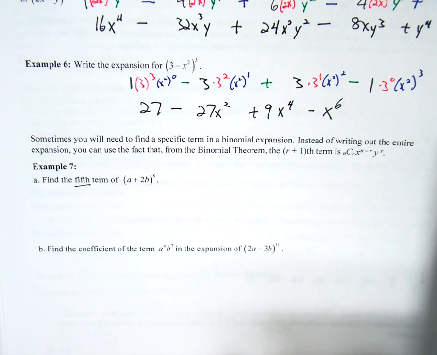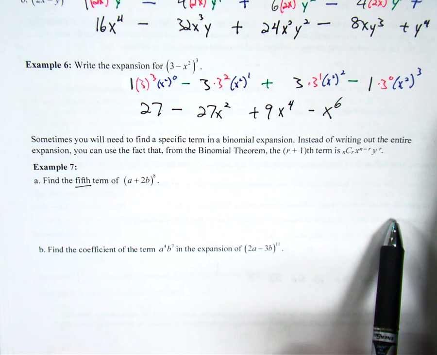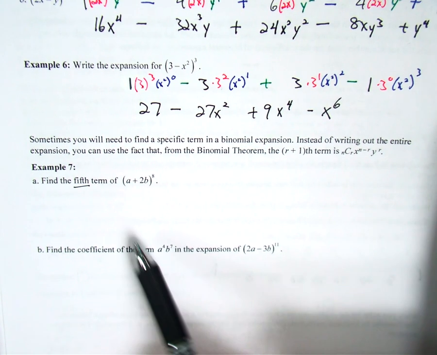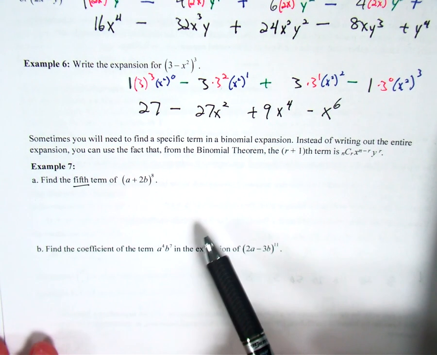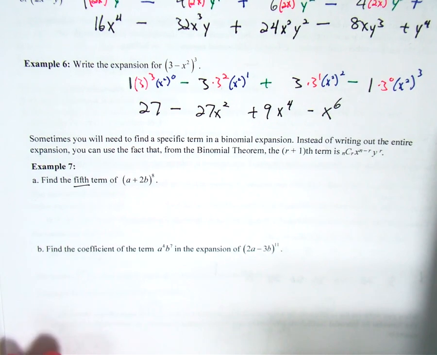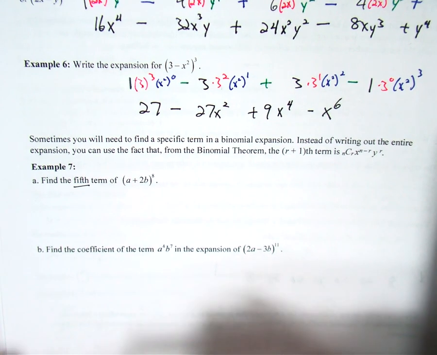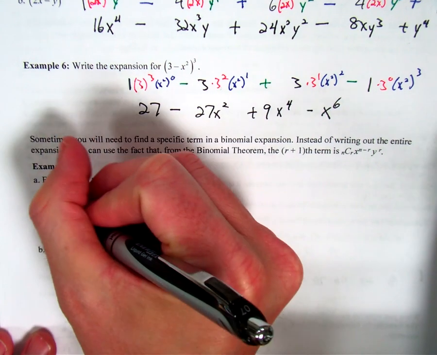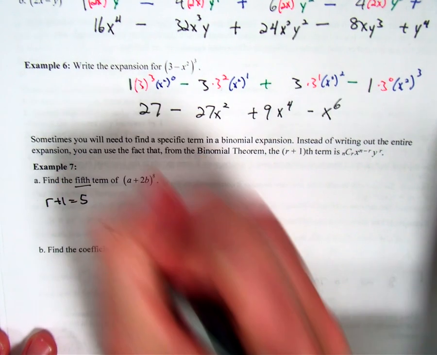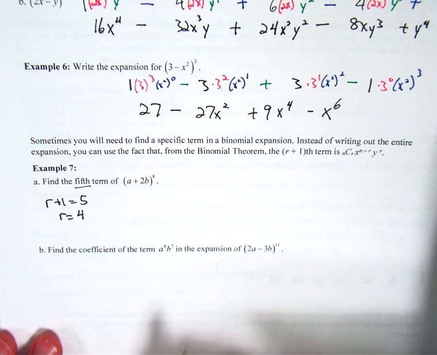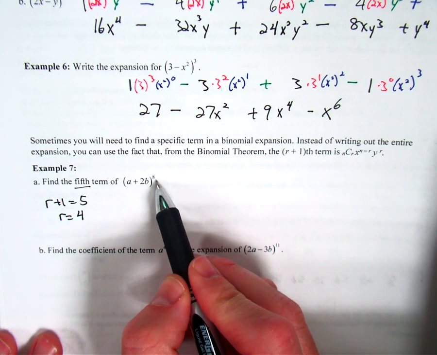Now, personally, I think it's easier just to go ahead and do the whole thing, or it's just as easy as to go through and think about all these pieces of it and remember this formula and how to do it. But it can be quicker if you remember how to do this. So we're trying to find the 5th term. So r plus 1 equals the 5th term. So our r number is 4. Okay, our power is 8.